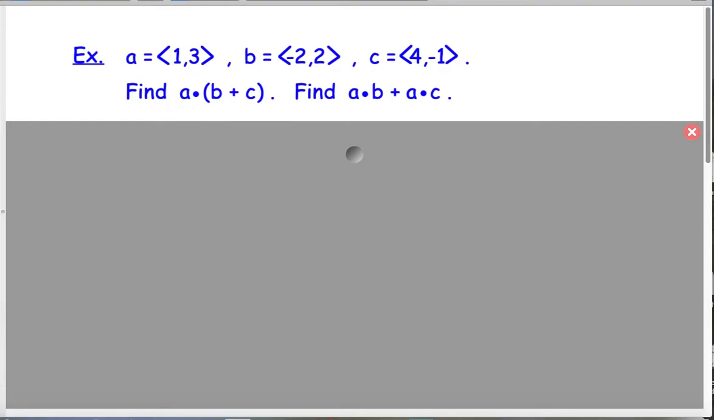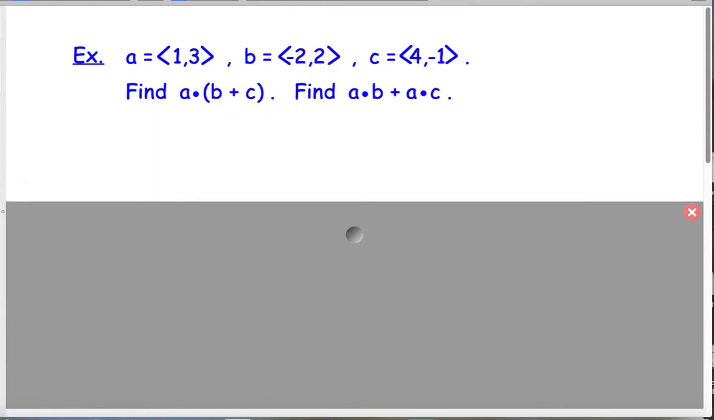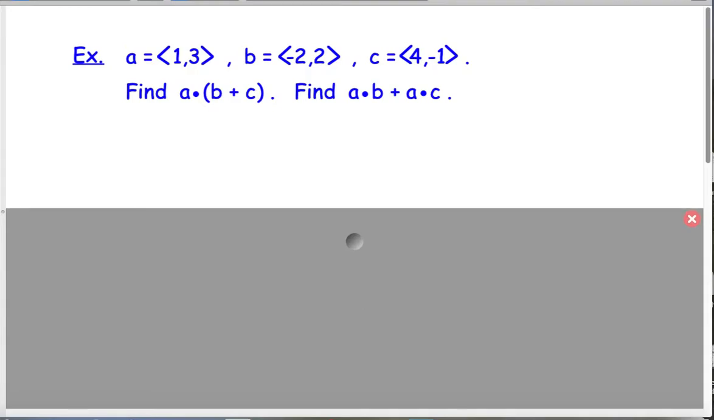Let's look at this example. Let's combine some operations here. If I have three vectors, a, b, and c, I want to find a dot (b plus c), and then I want to find the sum of a dot b and a dot c. So let's start with the first one.